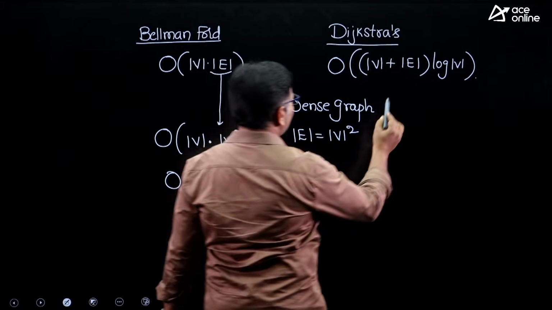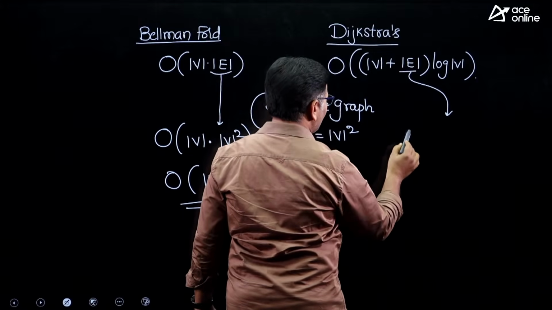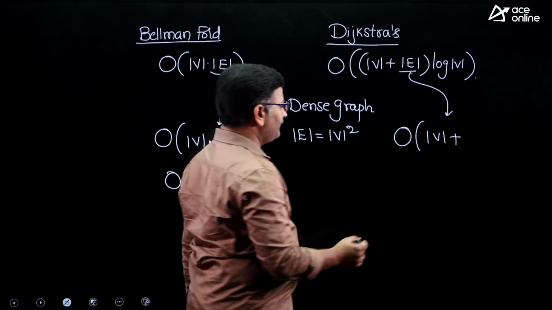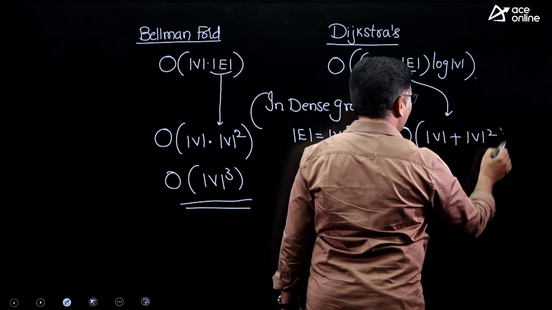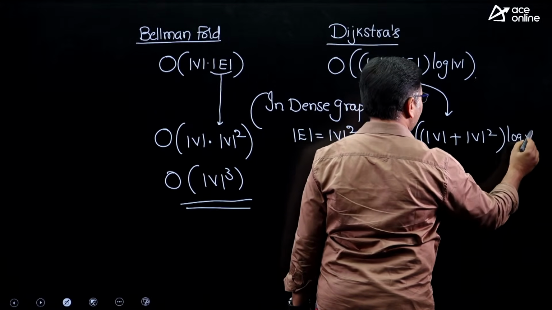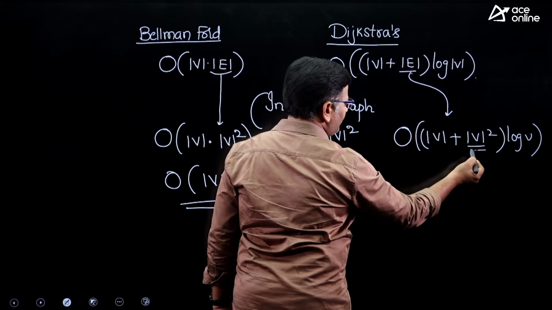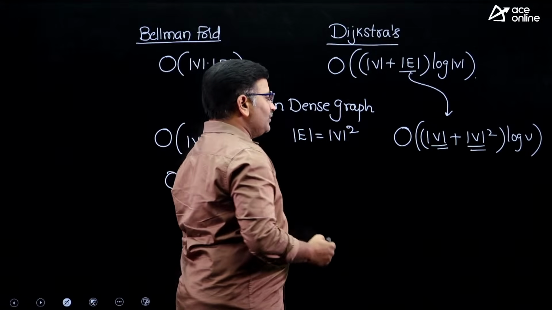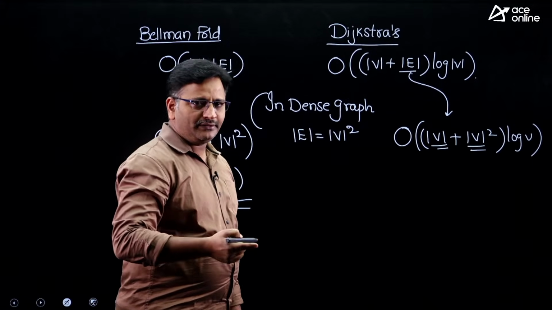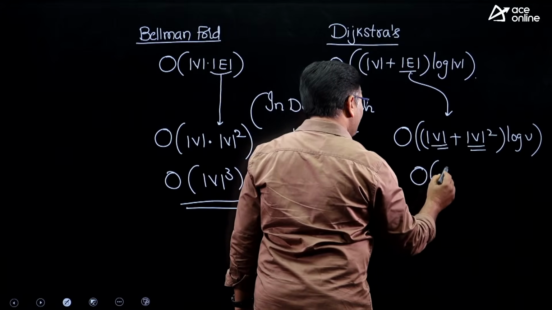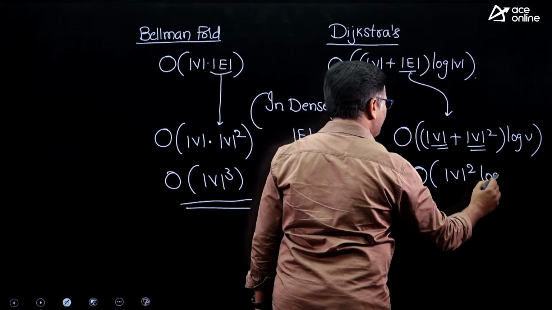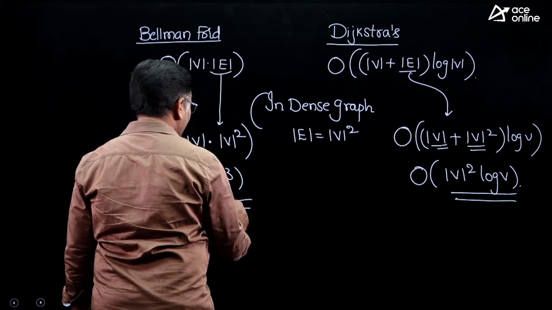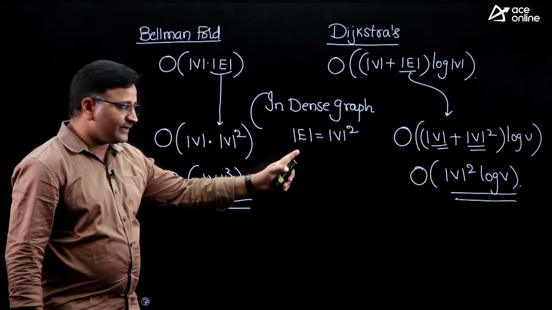Whereas in this case, if you replace E by V square, then order of V plus E is nothing but V square, and then it is log V. Obviously when compared to V square, V is negligible, so you always give the dominating function only. Therefore it is order of V square into log V. Now compare V square into log V with V cube.